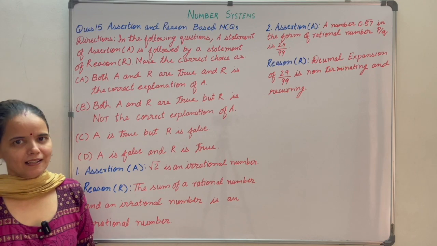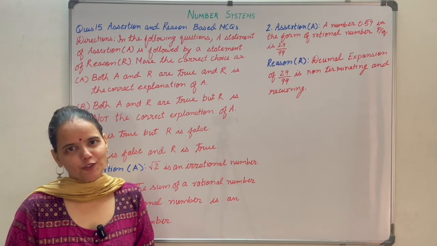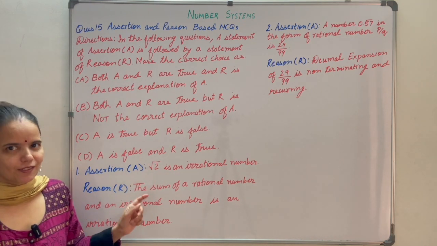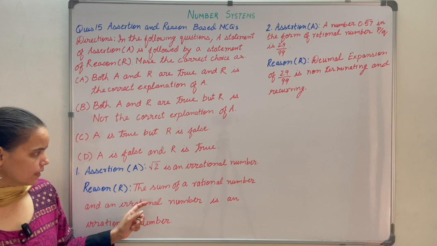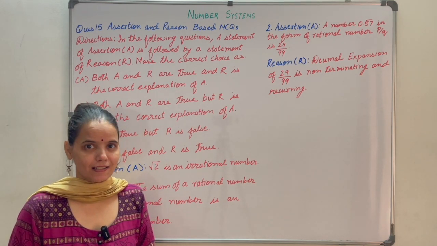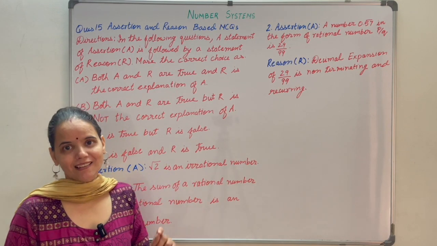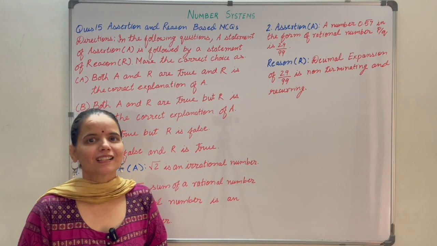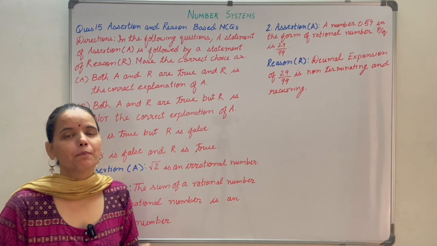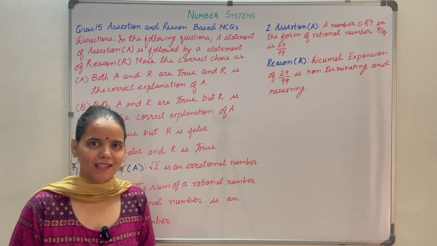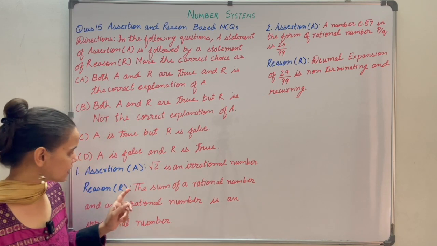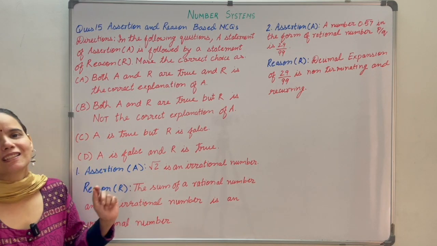This is also correct. Now the second step is you have to check whether this reason is the correct explanation for this statement or not. So here the reason given is the sum of a rational number and an irrational number is an irrational number. For what? Root 2 is an irrational number. So of course this is not the correct reason. The correct reason is root 2 is an irrational number because it is non-terminating, non-recurring. So this is true, but this is not the correct explanation of this statement.